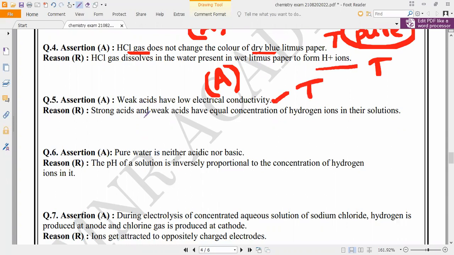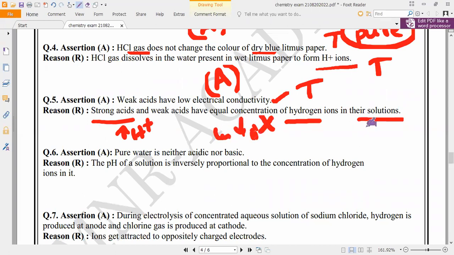Next, strong acids and weak acids have equal concentration of hydrogen ions in their solution. Is it true? False, because strong acids give more H plus ions and weak acids give fewer H plus ions. So it is false. Kevin, answer: what is the correct answer for this?